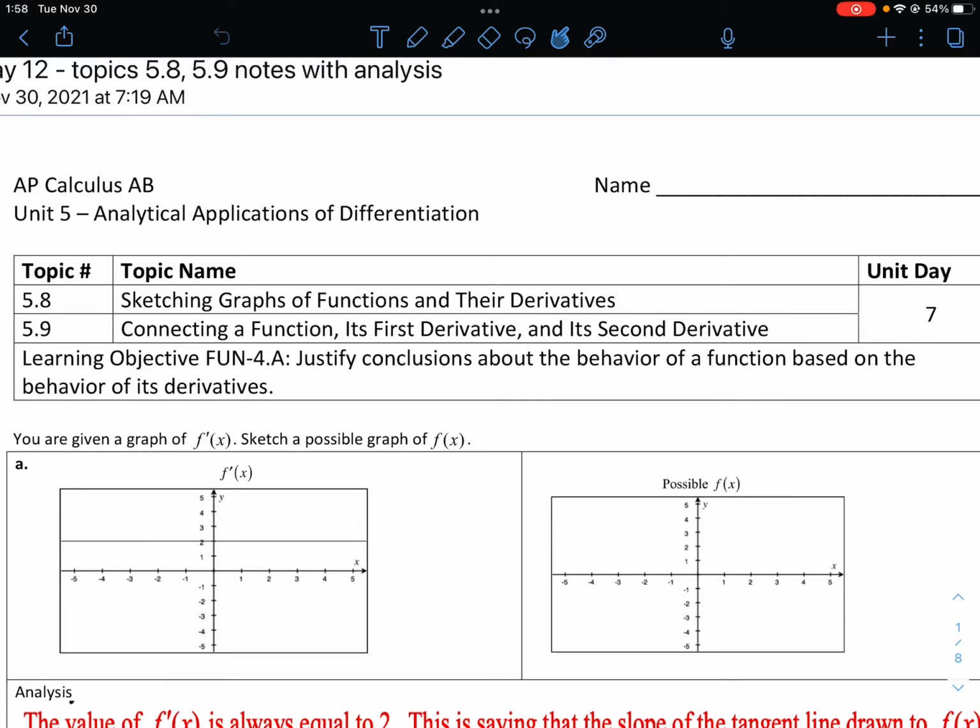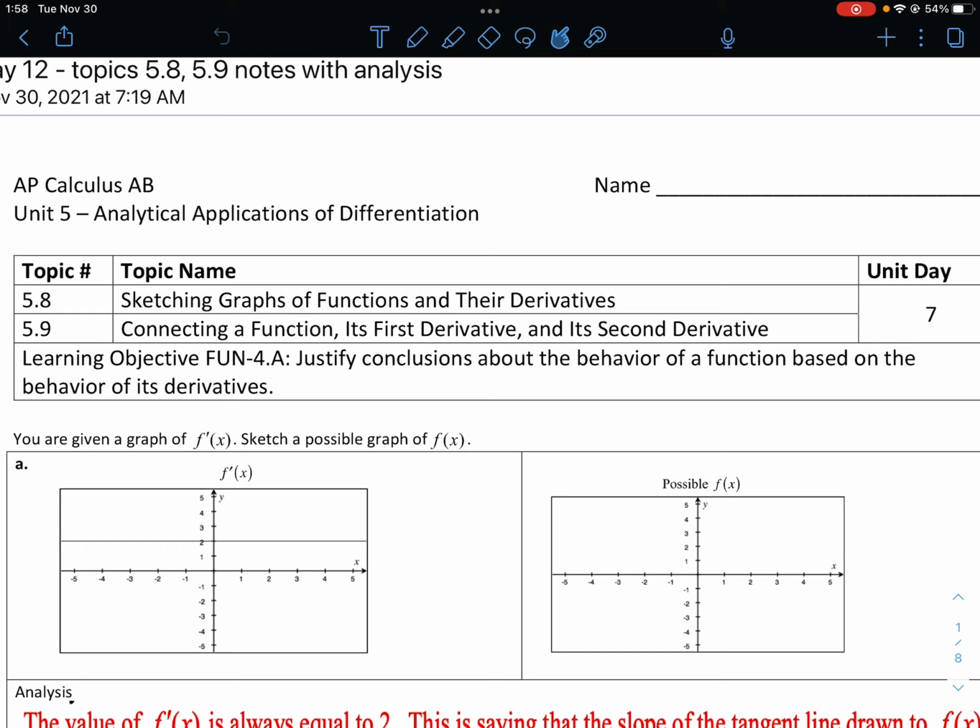Hey everyone, today in this video we're going to talk about topics 5.8 and 5.9, which are very similar. We're both going to be talking about sketching graphs of functions from their derivatives and then sketching graphs of derivatives from their functions. We're going to connect a function, its first derivative and its second derivative together via graphs.